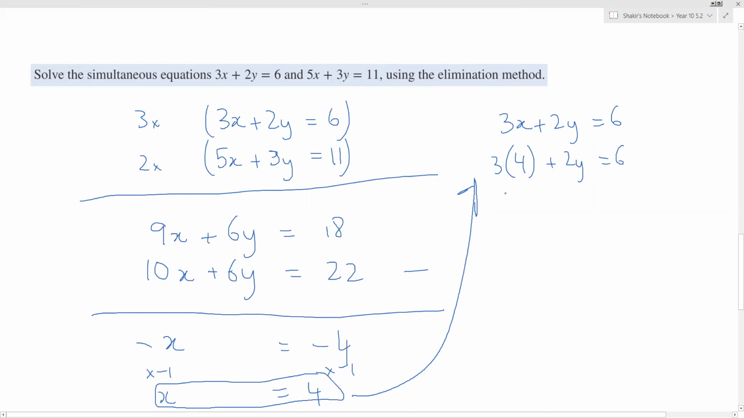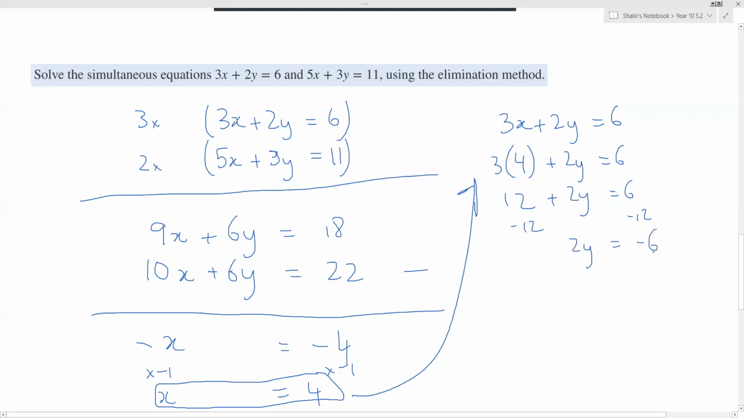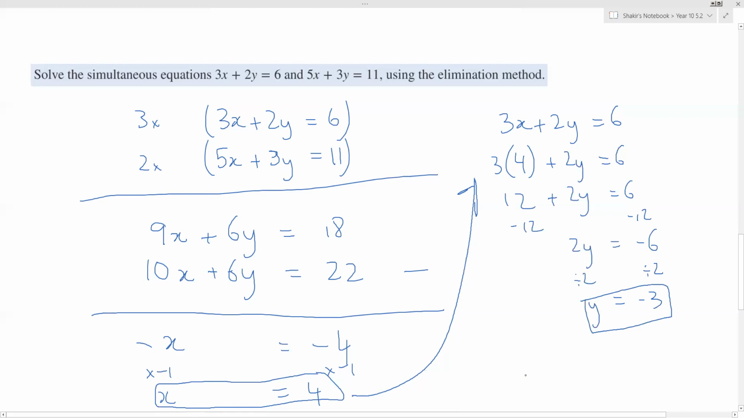And let's solve this. 3 times 4 is 12. Plus 2y equals 6. Subtract 12 from both sides. You get 2y equals 6 minus 12 is -6. Divide every term on both sides by 2. And so y is equal to -6 divided by 2, which is -3. And so that's my solution. X equals 4, y equals -3, or another way to think of it is (4, -3). And I've solved it. So this is about as hard as it will get.